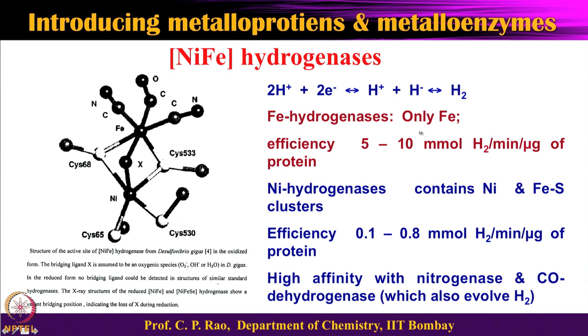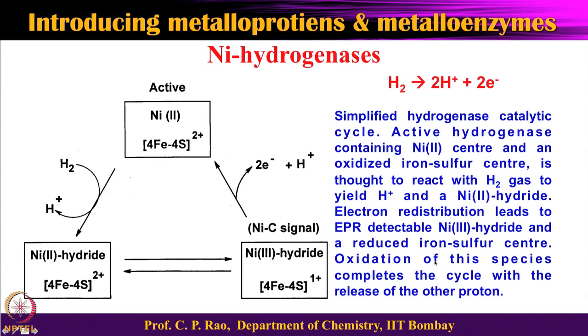These iron containing hydrogenases have a very high efficiency. They can generate 5 to 10 millimolar of hydrogen per minute per microgram of the protein. Whereas nickel containing hydrogenases are somewhat lower in efficiency, and they give 0.1 to 0.8 millimolar hydrogen per minute per microgram, when you are looking at the H plus going to H2 reaction. So, these are the kinds of hydrogenases that we have.